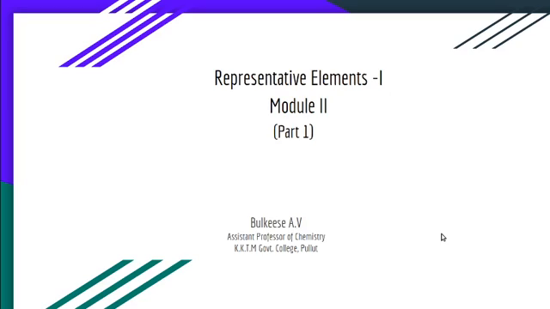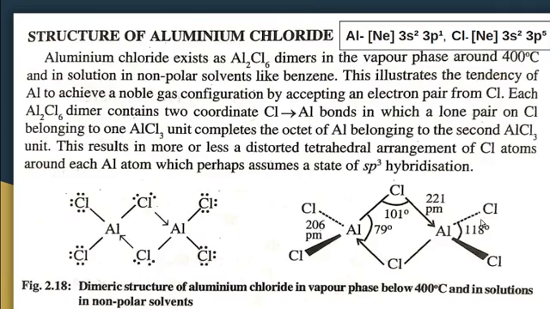Dear students, today let us discuss some inorganic topics from module 2 about representative elements 1. So first, let us discuss the structure of aluminium chloride. This is a topic from the boron family.